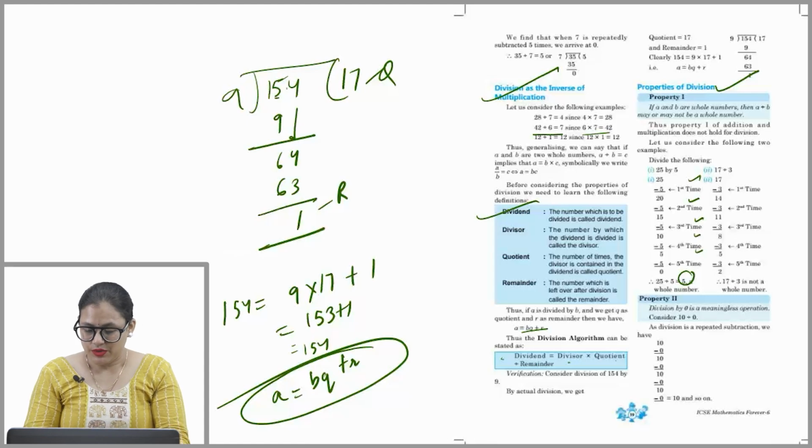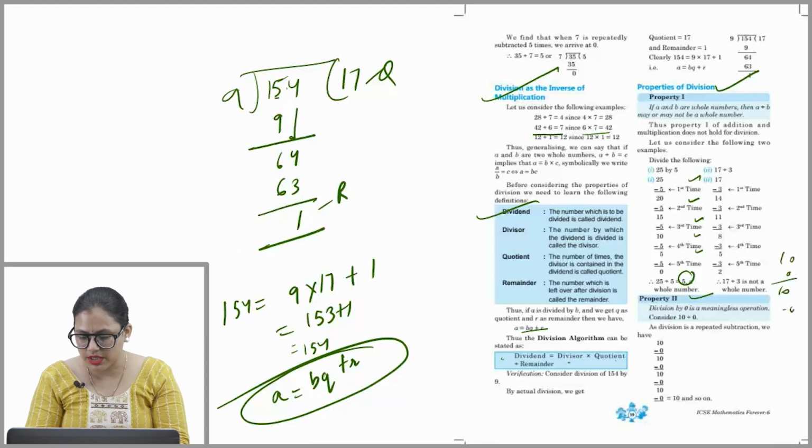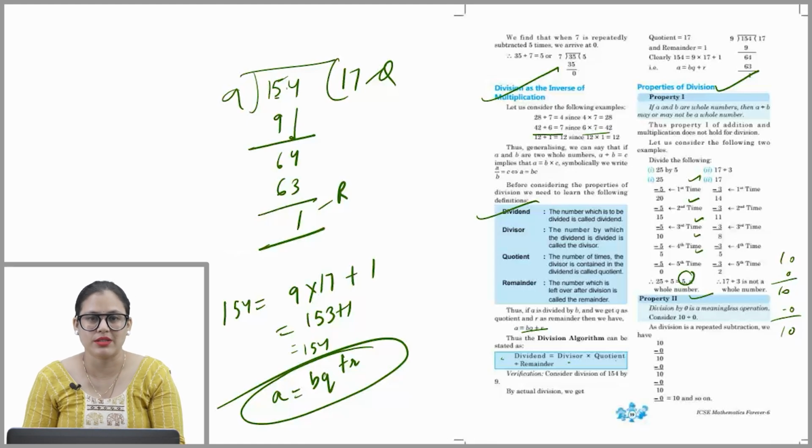So, property 2: division by 0 is a meaningless operation. Means you cannot divide any number by 0. As division is a repeated subtraction, if you subtract 0 from 10, what will you get? 10. Again subtract 0, you will get 10. So this is meaningless. Means you cannot divide any number by 0.